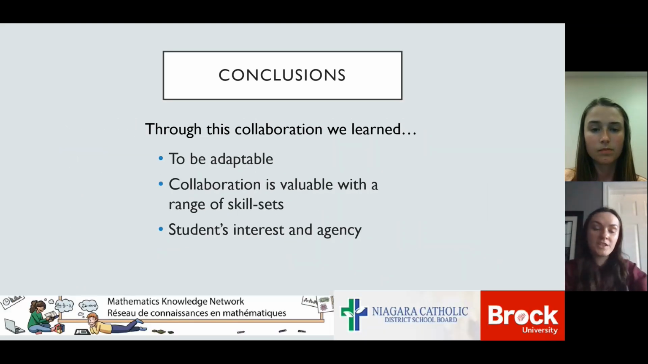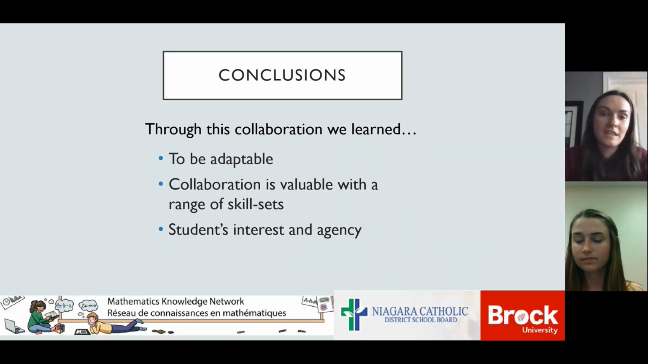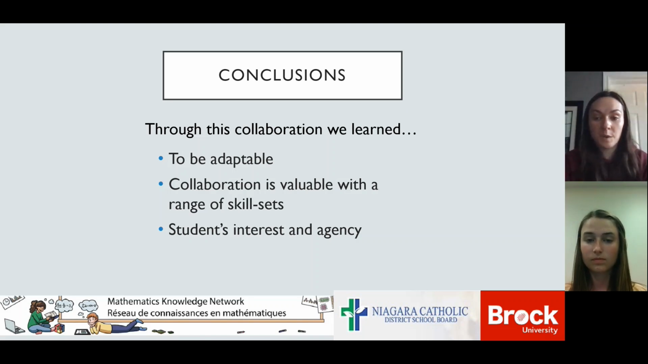Through this collaboration, we learned a lot of things. I think mainly the most important thing we learned is to be adaptable, in how we teach and also what we teach. Our associate teacher was extremely adaptable and eager to get more technology into her classroom, which led to a successful collaboration because we all had different skill sets, which I think was important.